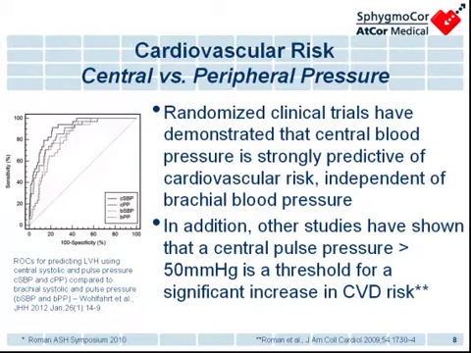We have also seen a number of randomized trials, and we'll hear more about this in the next lecture as well, that demonstrate that central pressure is more predictive of cardiovascular risk than brachial blood pressure. And that this magical number of 50, as we already heard, is critical. That's an easy breakpoint for all of us to use that's highly predictive of future events.